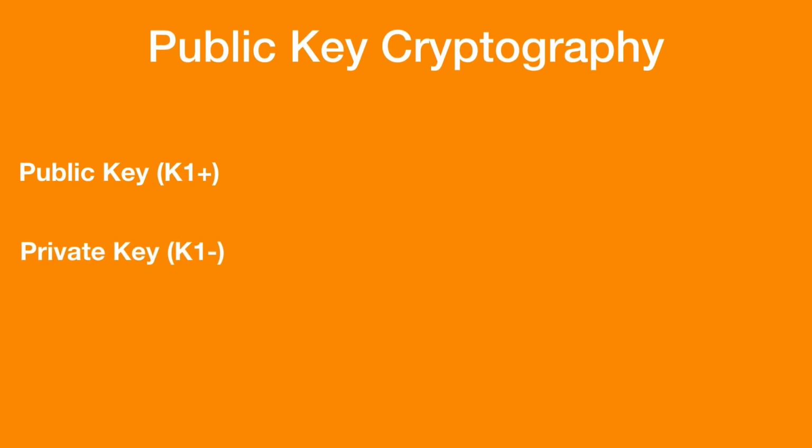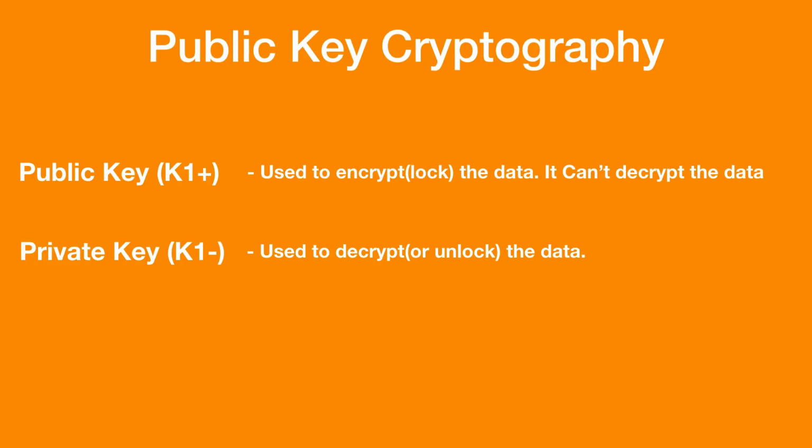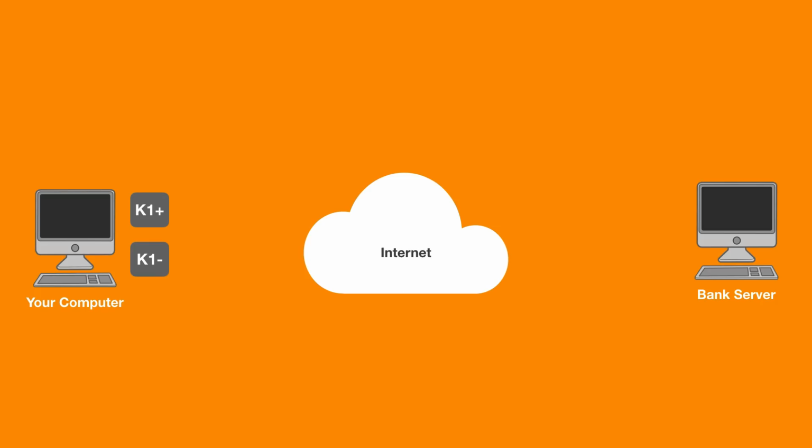We first generate two keys, namely a private key and a public key, using the RSA algorithm. Let's say the public key is K1 plus and the private key is K1 minus. The private key is used to decrypt the data and the public key is used to encrypt it. Please note that the public key cannot be used to decrypt the data. We keep the private key with us and we won't share this with anyone, not even with the bank server.